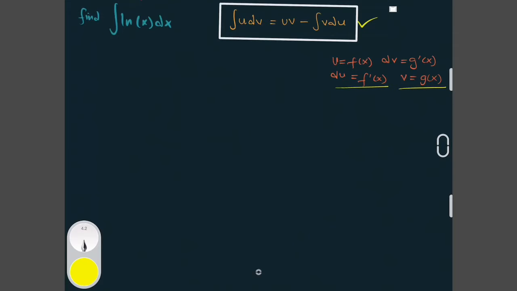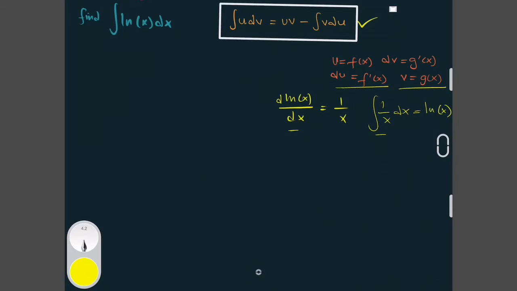And if we were to solve this problem, how do we go about it? Well, we do not know the integral of the natural log of x yet. But we do know the derivative of the natural log of x with respect to x is 1 over x. And we know the antiderivative of 1 over x dx is equal to the natural log of x. So we do know these.